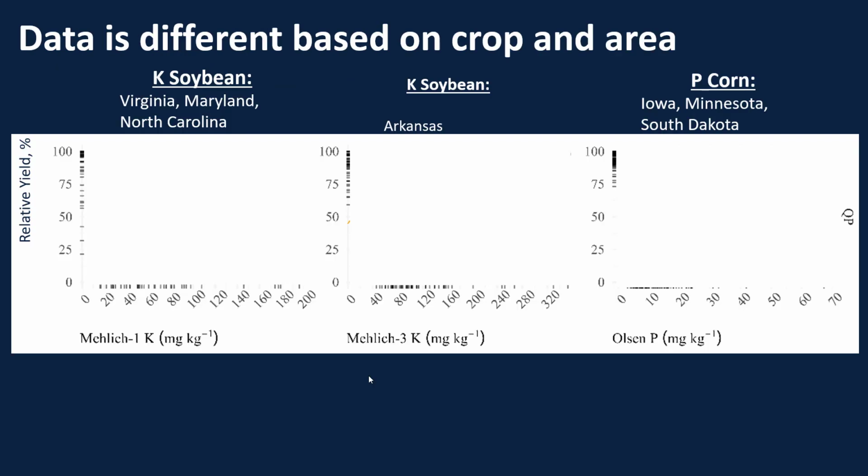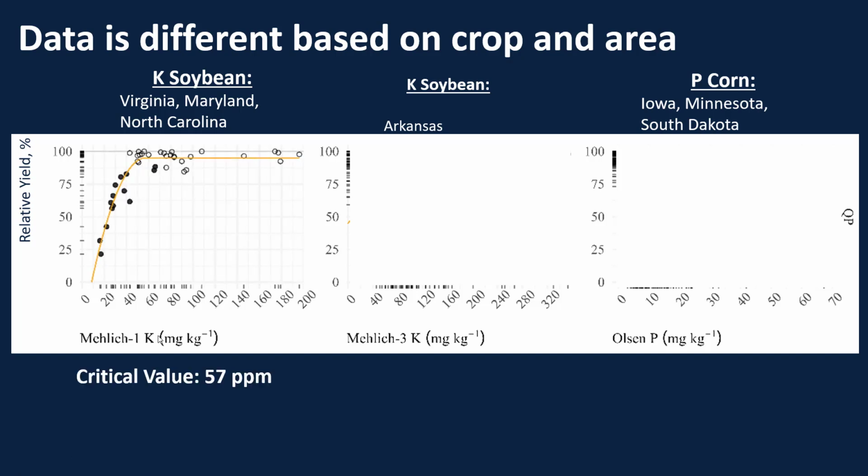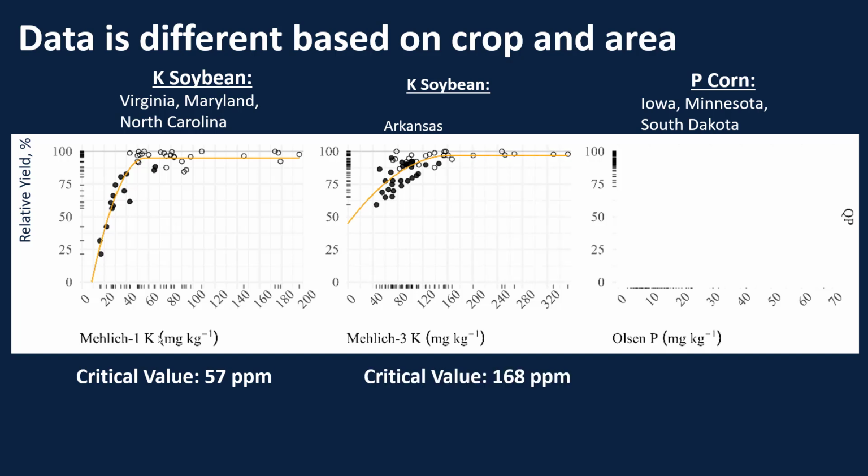And where this critical value is, it changes based on where you are in the US. So if we look at these graphs here, we're going to look at relative yield on the Y's. Here we're going to look at Mehlich-1 with a K, and this is in Virginia, Maryland, North Carolina. Look at that line there, and that critical value is 57. We look at the next one here for Arkansas for potassium and soybean. Look at that, you can see there, that one is 168.